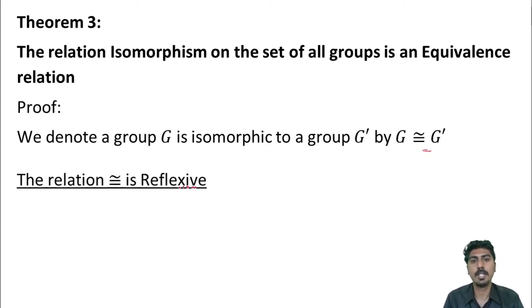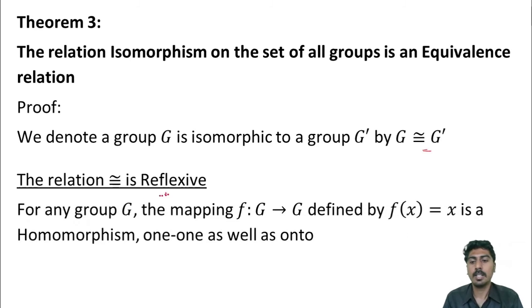First, we shall show that the relation isomorphism is a reflexive relation. For any group G, we can define a mapping f from G to G by f(x) = x, which is the identity map. Then this map is clearly a homomorphism, and a 1-1 function as well as an onto function. And hence, the relation isomorphism is a reflexive relation. G is isomorphic to G for all groups.